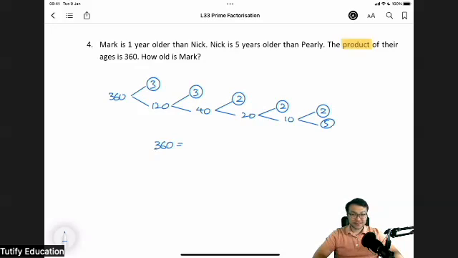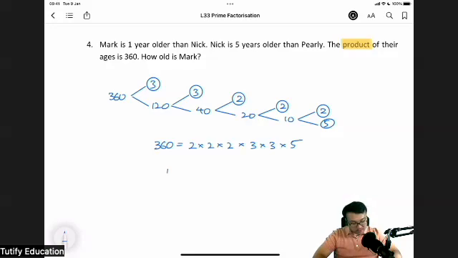What will we write, Kate? 360 equals 2 times 2 times 2 times 3 times 3 times 5. Good. Equals 2 to the power of 3, 3 to the power of 2 times 5. Yes, you're absolutely correct. But in this case, I'm not going to do that. Why do you think I'm not going to do that? Because I want to combine the numbers.